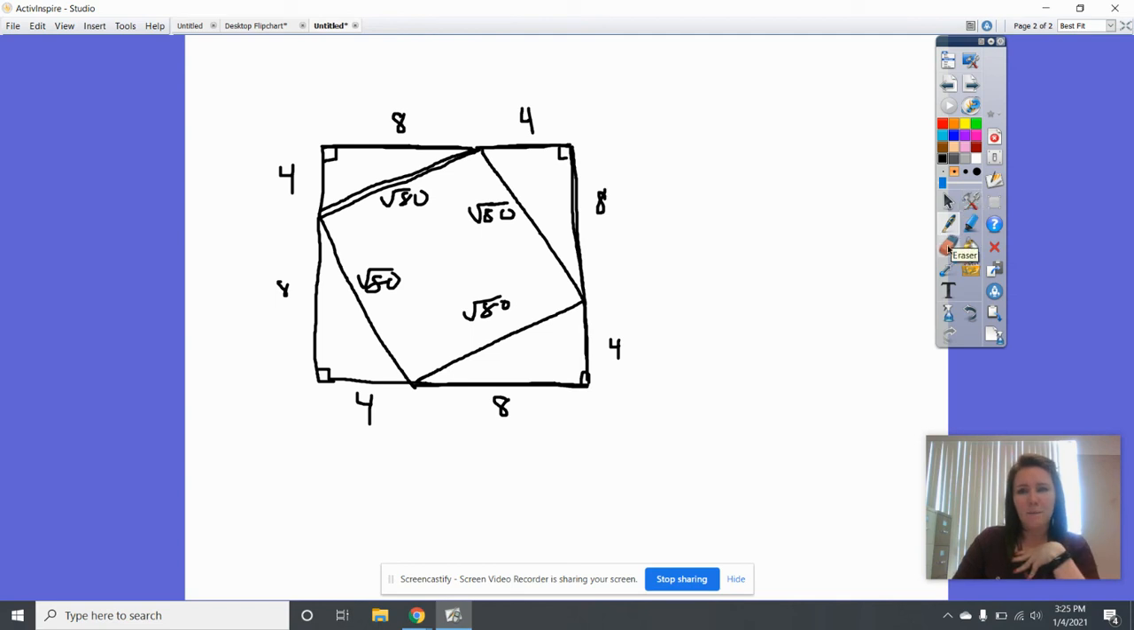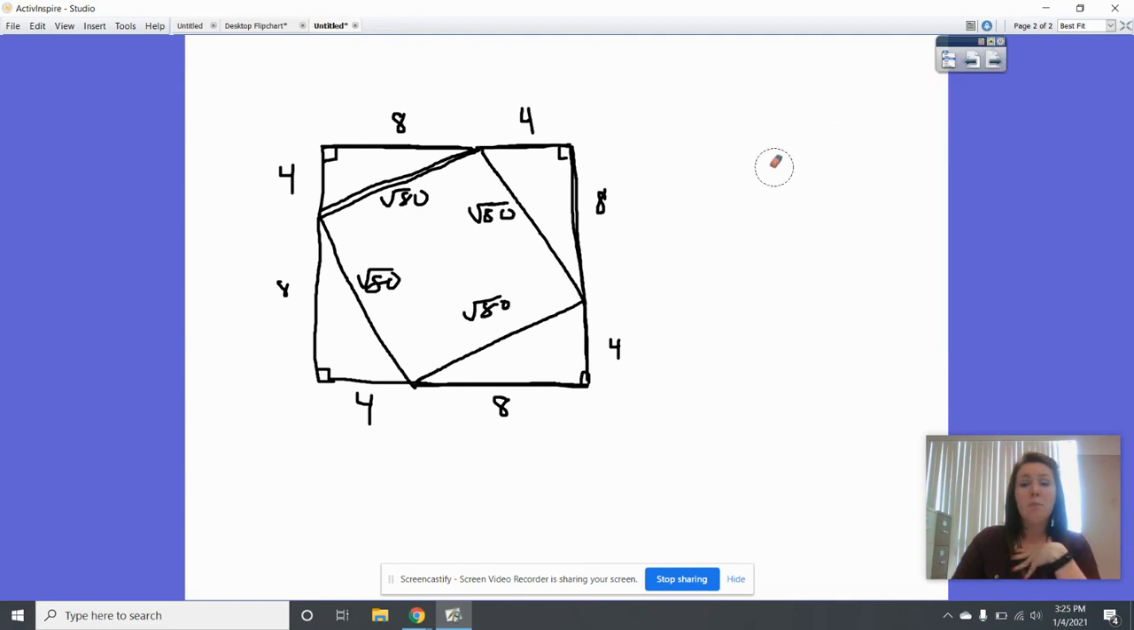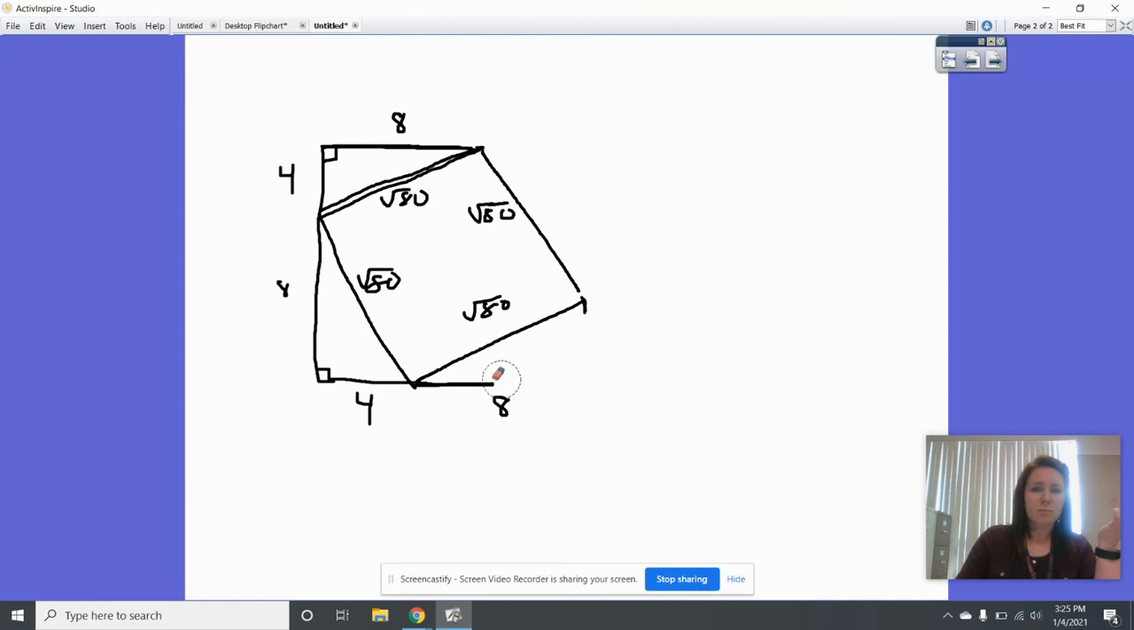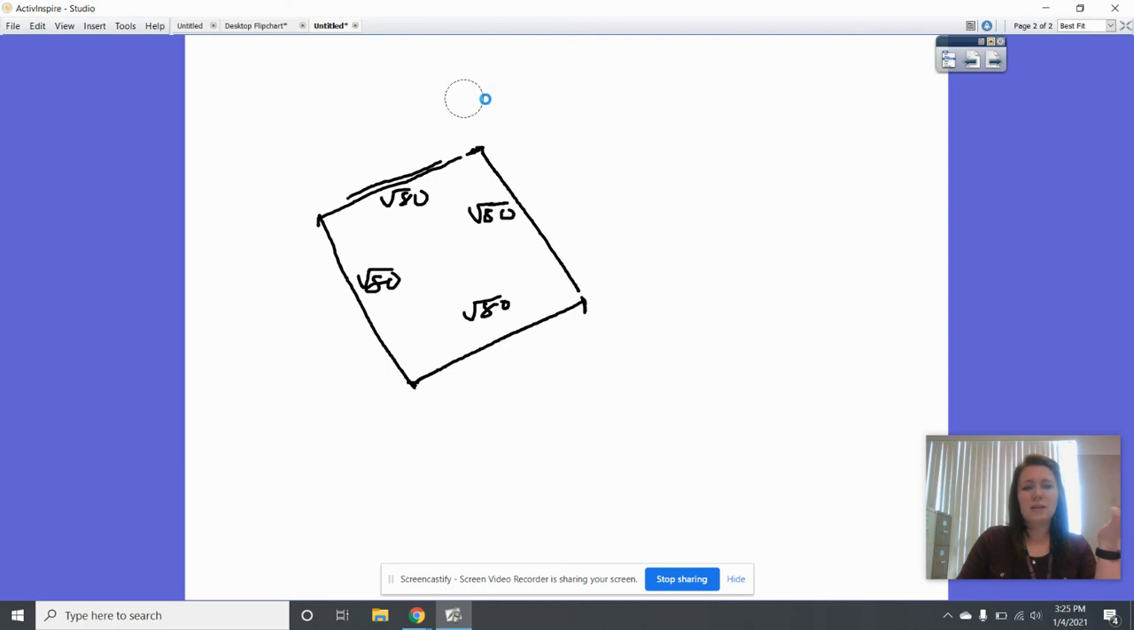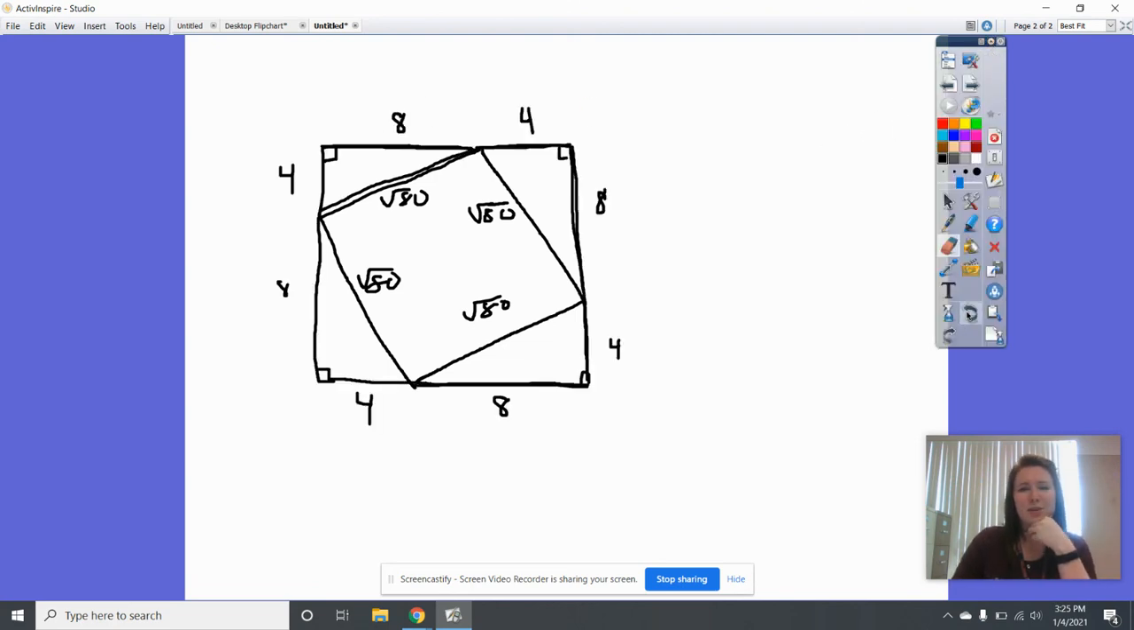Honestly, I would be done there. That would be it for me. But depending on what the question's asked, we could even go one step farther and erase all of this. Because again, we're on a grid, so the lengths are still staying the same. I'm not magically changing the lengths. We could erase it and call it like this. Honestly, I wouldn't do that. I like everything there. But there you go.